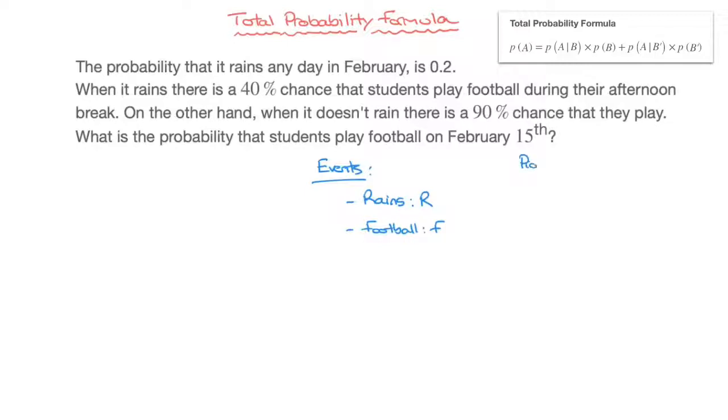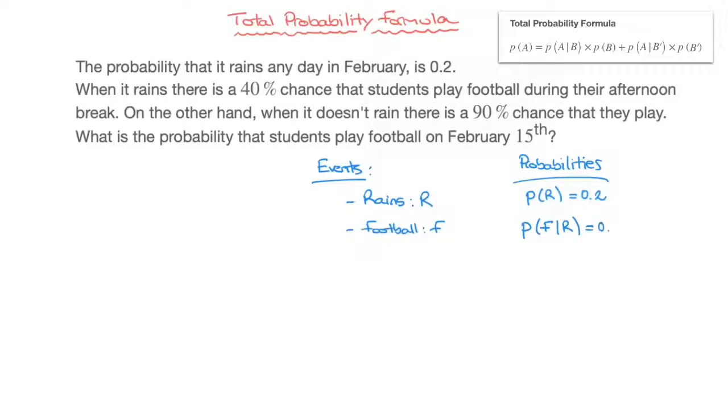Probabilities. Now, reading through the first sentence, the probability that it rains any day in February is 0.2. Well, in that case, it's quite clear. The probability that it rains is equal to 0.2. In the next sentence, when it rains, there is a 40% chance that students play football during their afternoon break. Well, we can translate this sentence in mathematical notation to say that the probability that they play football, given that it has rained, is 0.4, or 40%.